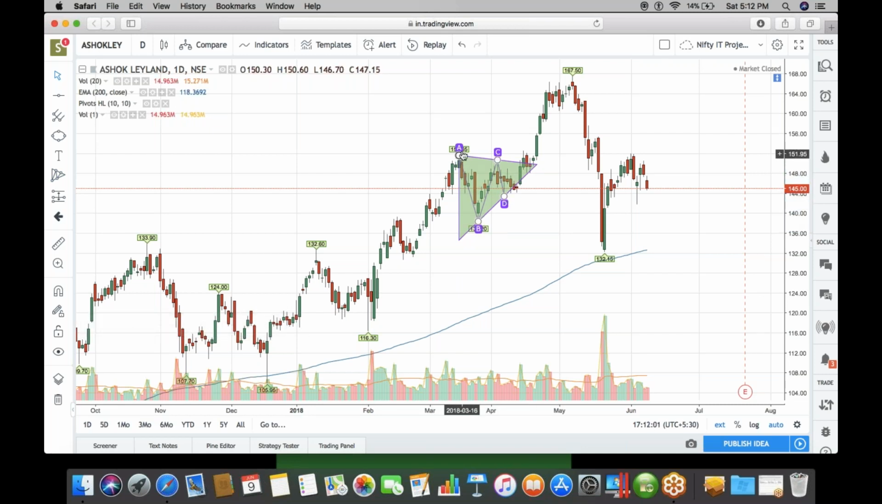First touch on the horizontal line, second on the upsloping bottom trend line, third touch on the horizontal line, fourth touch again on the upsloping bottom trend line, and fifth touch somewhere around, and then again the sixth touch and breakout.